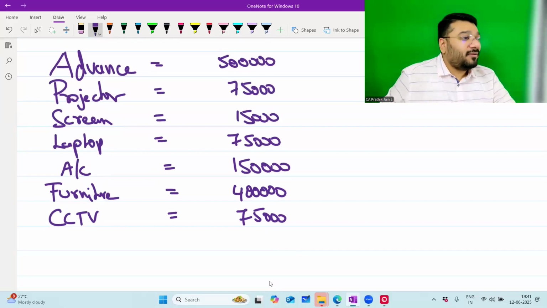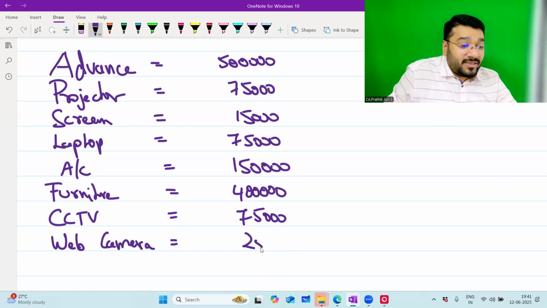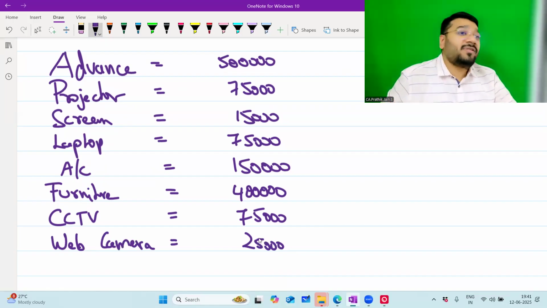CCTV camera 75,000. Yes, brother, we will have to install this many cameras, 10-12 cameras. This is a separate camera. This camera is required. Webcam, which I'm using now. This is 25,000 rupees. I got it lately. Sir, the balance is all other. Major expenditure. Big expenditure, without which I can't start.